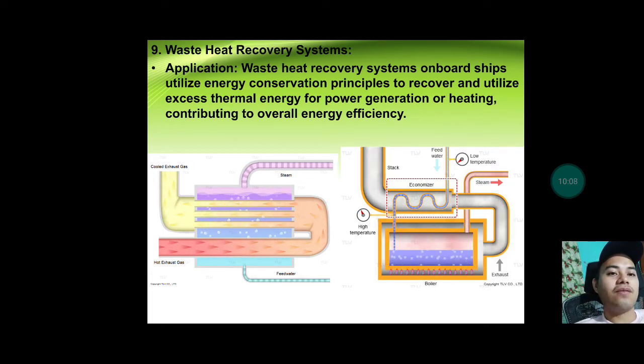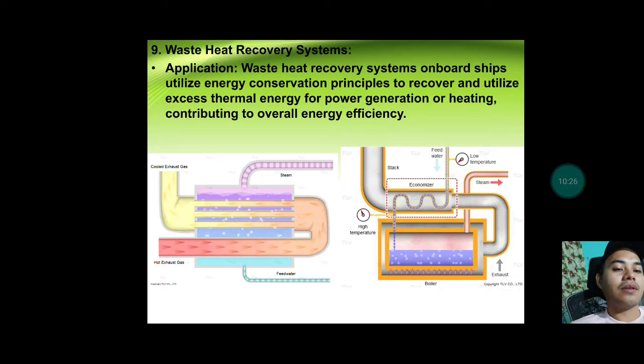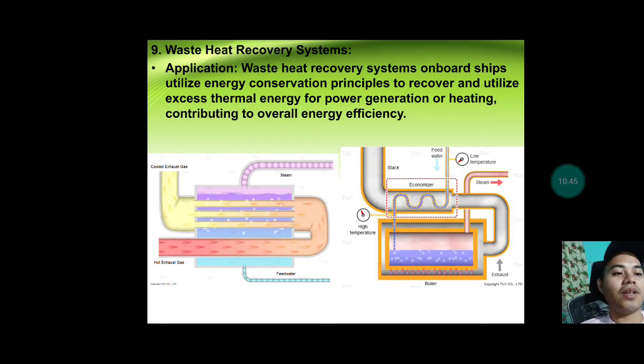We also have waste heat recovery systems on board, in which the waste from the exhaust of the engine, we can still use it to boil water from the economizer. While on the right side, we can see that there is a boiler, and then the smoke of the boiler is still used to preheat the economizer, so to preheat the feed water going through the boiler. So that's another type of waste heat recovery system.